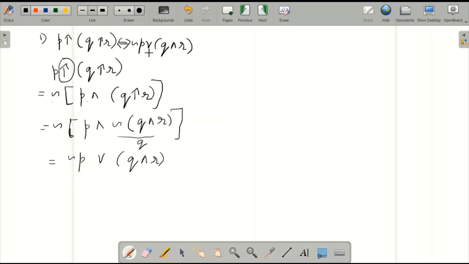So what is the required result? Negation of (P or (Q and R)). So we got the required result. Let us solve the second one. Second one is (P or Q) NAND R, which is logically equivalent to (P and Q) or negation of R.